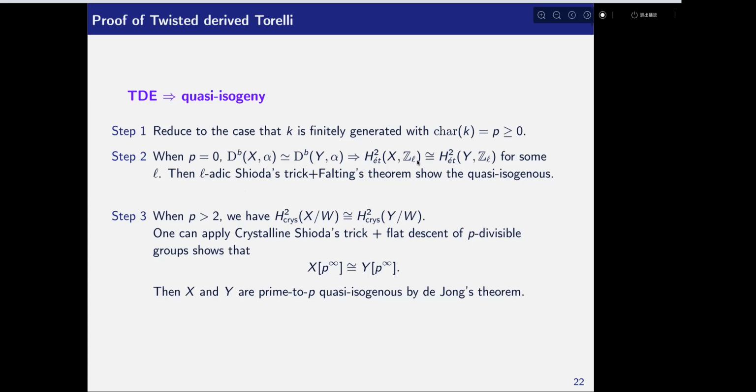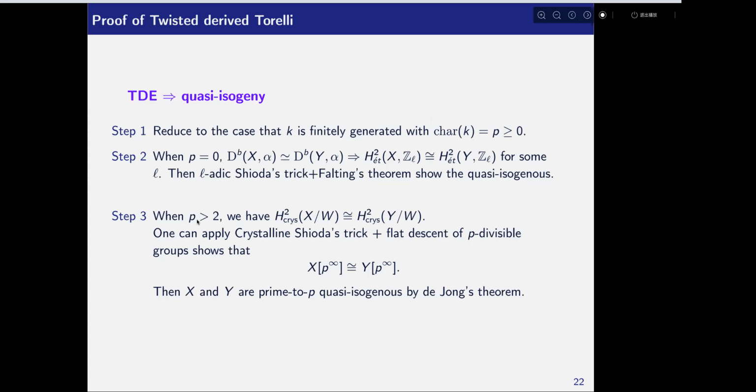Galois isometry for some l. And then we can apply the l-adic Tate trick and the Faltings theorem to show there exists a quasi-isogeny of degree 1. So this is what's happening in characteristic 0.